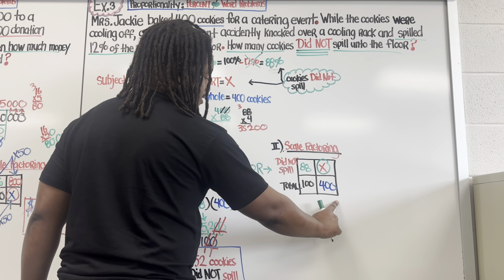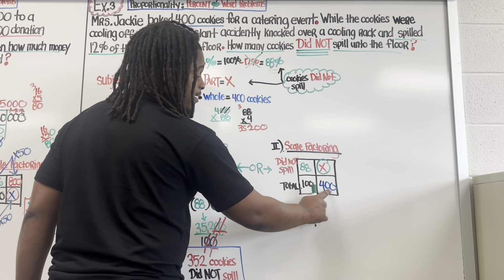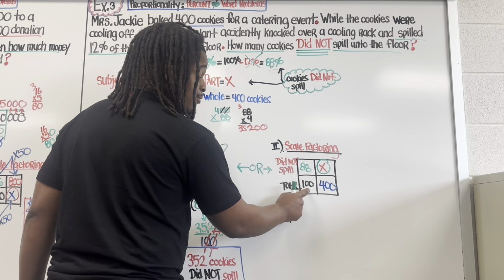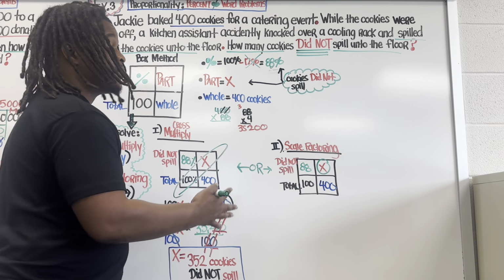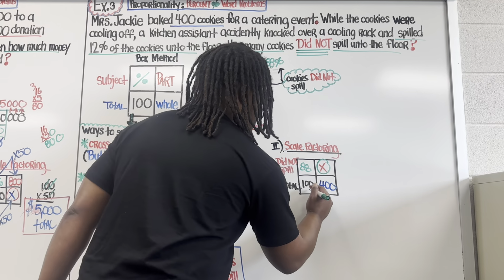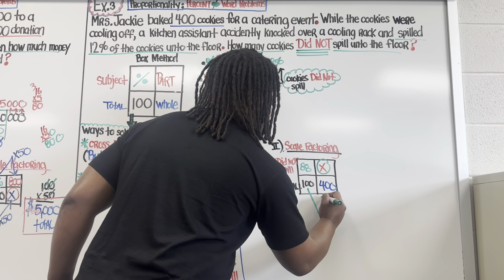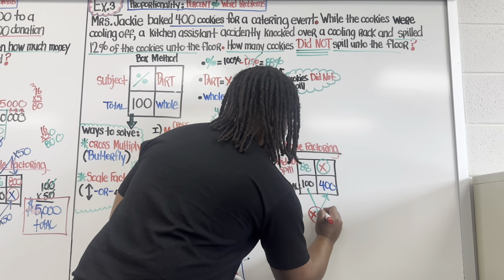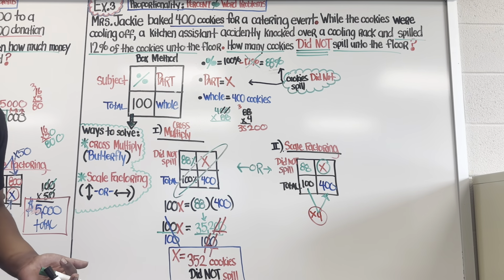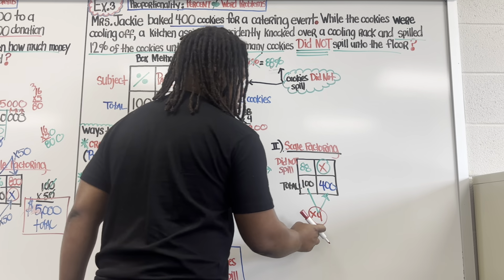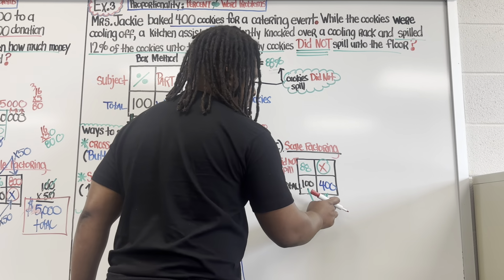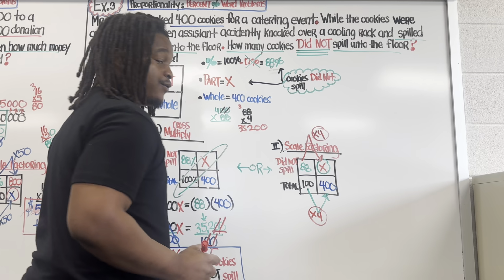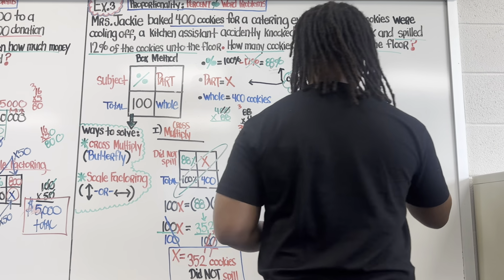So if it's at the top right corner, I can work from bottom to top, or from left to right. I'm choosing to work from left to right because I know that 400 is a multiple of 100. If I multiply 100 times 4, I get 400. So I must do the same thing with 88: I must multiply 88 by 4. Let's do that on the side.